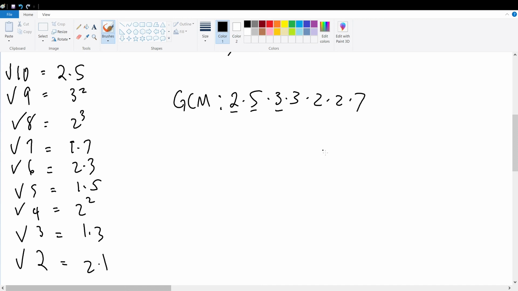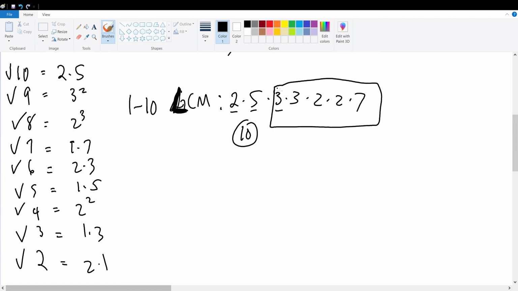Hence, multiply these up and we will get our greatest common multiple, or least common multiple, sorry, is supposed to be least common multiple of numbers 1 to 10. So 2 times 5 is 10, so we're going to leave this on the side and multiply this out to get a quick and concise answer. 3 times 3 is 9, 2 times 2 is 4, that's 7. 4 times 7 is 28, times 9 should give us 252, hence multiply by 10 will give us 2,520, which must be equal to x plus 1.